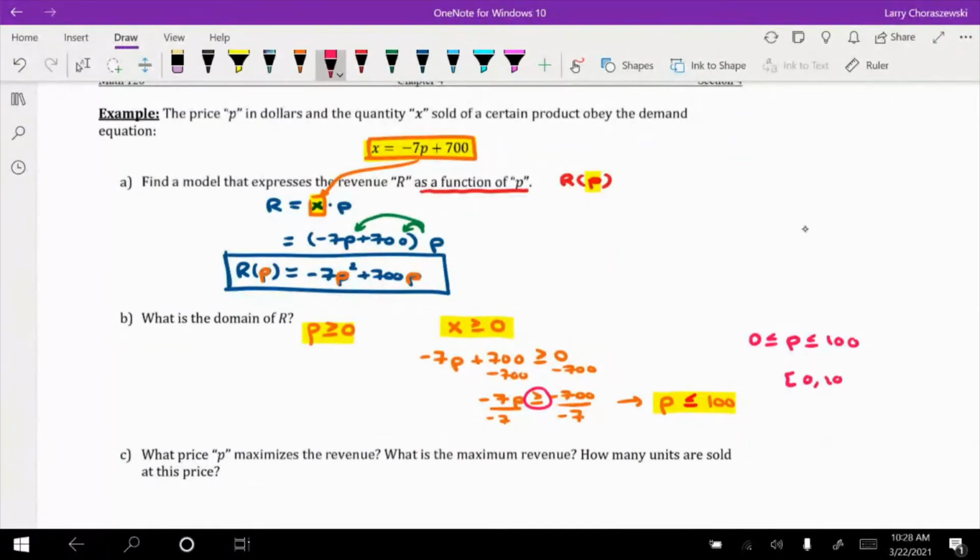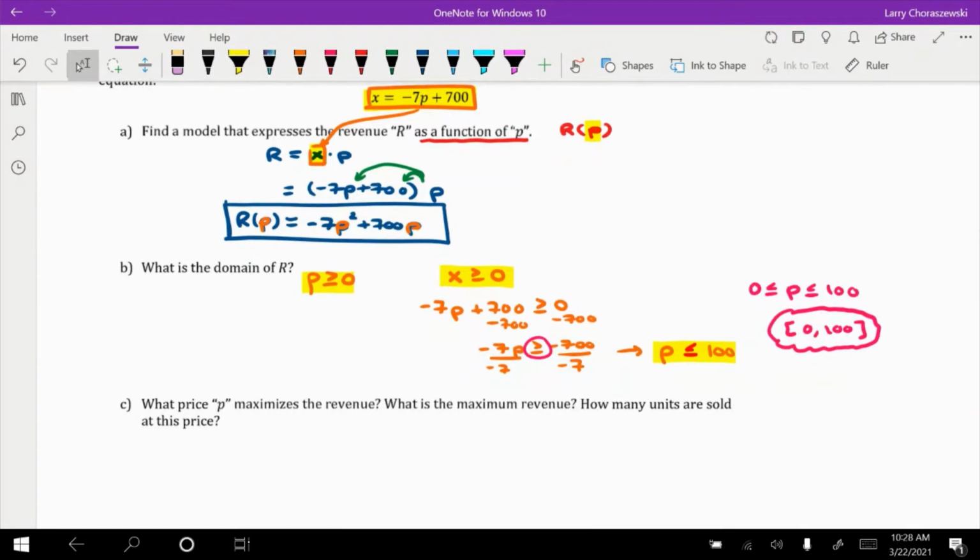And I think my math lab might want the interval notation version of this, so I'll provide that. For part C, I'm going to kick off to you folks. What price P maximizes the revenue? What is the maximum revenue? And then if you want, you can try this last part, but we'll definitely go over that together in a couple of minutes.